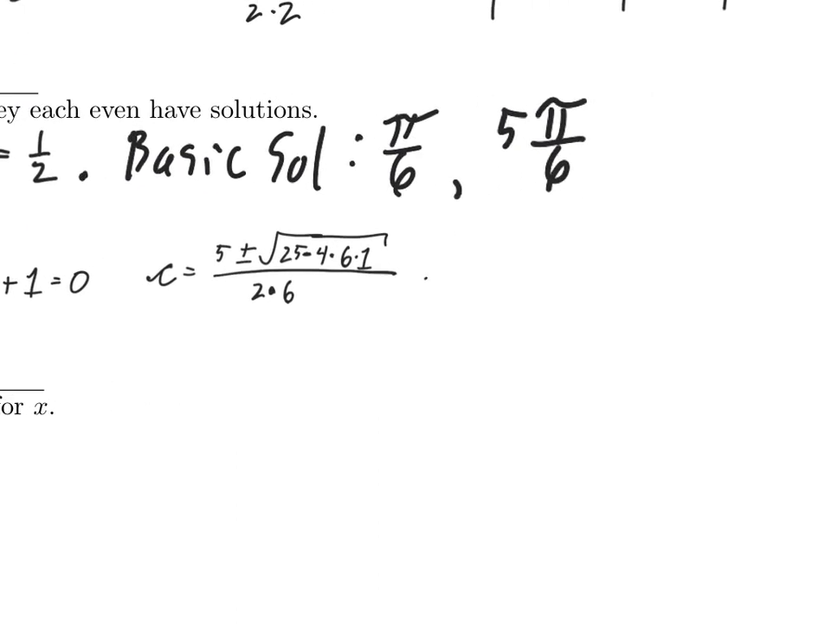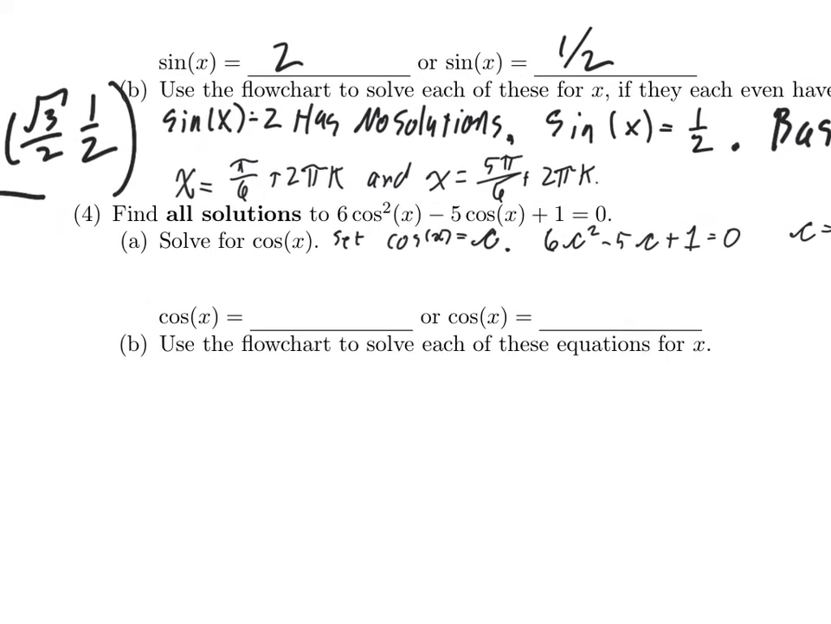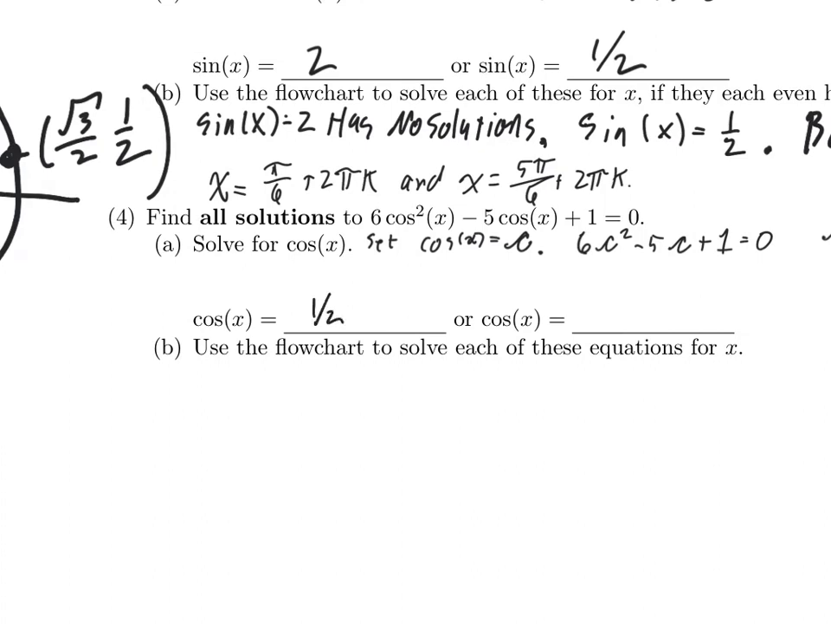So walking that out, that looks like, let's see, 4 times 6 is 24. 25 minus 24 is 1. Square root of 1 is 1. So this will be 5 plus or minus 1 over 2 times 6 is 12. 6 over 12, or 4 over 12. That's 1/2, or 1/3. Both of those outputs are valid outputs for cosine. They are numbers between -1 and +1, so each of those will have solutions.